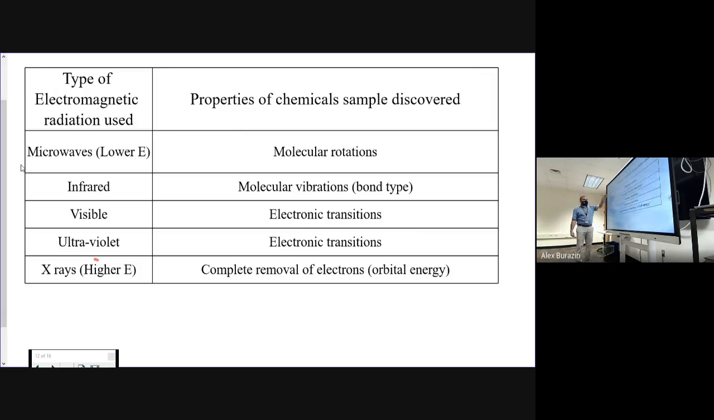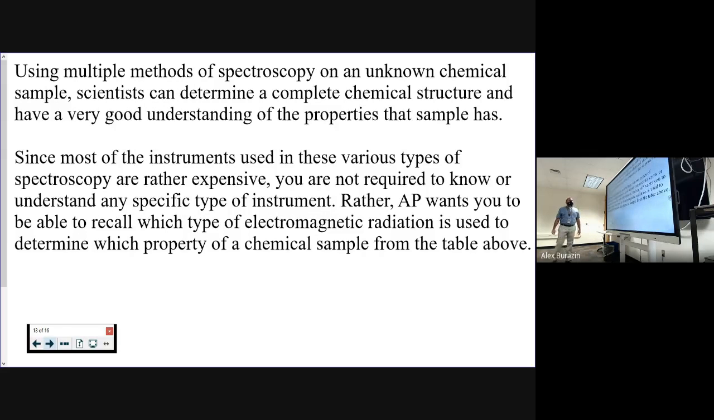So these are the different types of electromagnetic radiation that get used in chemistry, and this is the information that they tell us. If you use microwaves, you learn about molecular rotations. If you use infrared electromagnetic radiation, you learn about vibrations. If you use the visible ultraviolet, electrons are transitioning between different orbitals. And if you use X-rays, you're completely removing electrons. All useful stuff that chemists use and need. So using multiple methods of spectroscopy on an unknown chemical sample, scientists can determine a complete chemical structure and have a very good understanding of the properties that the sample has.